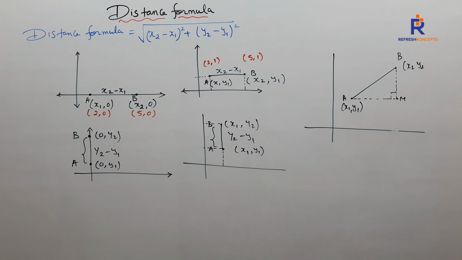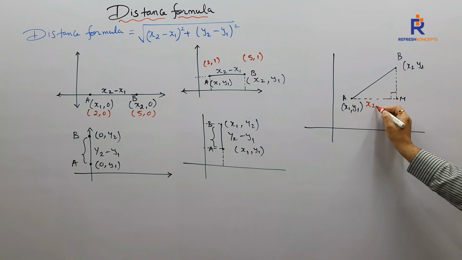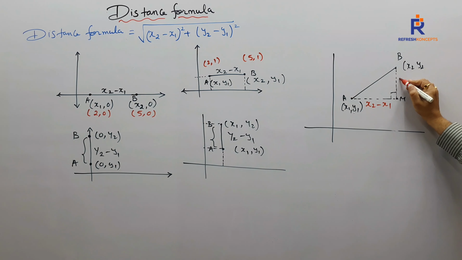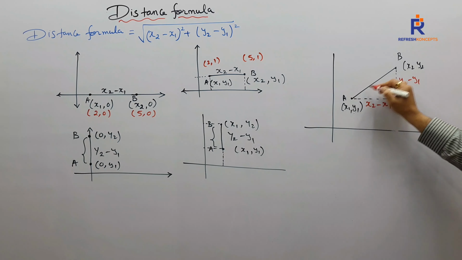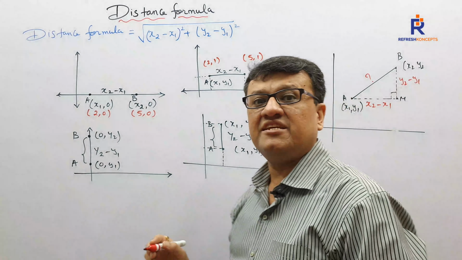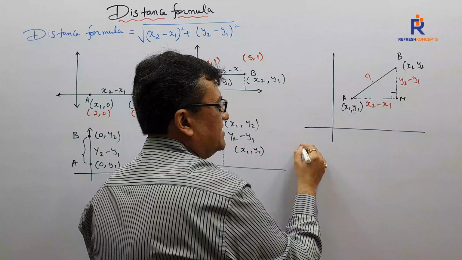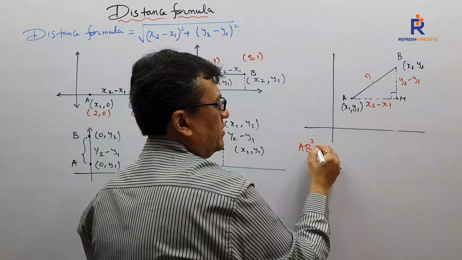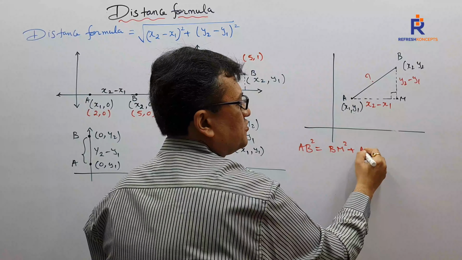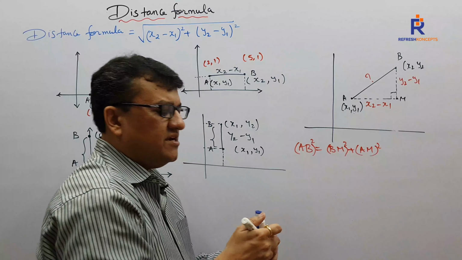But before that, if a line is parallel to x-axis, the distance is given by x2 minus x1. If a line is parallel to y-axis, the distance is given by y2 minus y1. So if I want distance AB, don't you think Pythagoras is going to give me the answer very easily? So what is Pythagoras theorem over here? AB square is BM square plus AM square. BM square plus AM square, that is nothing but AB square.